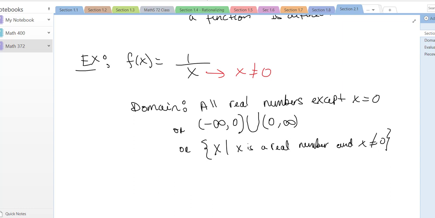In the next video, I'm going to talk about evaluating functions, and we're going to work a little bit more with domain and range.